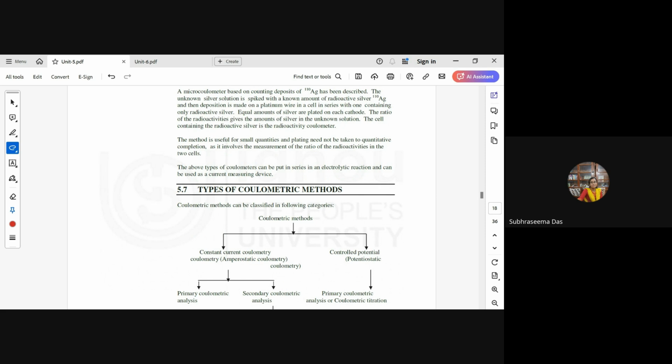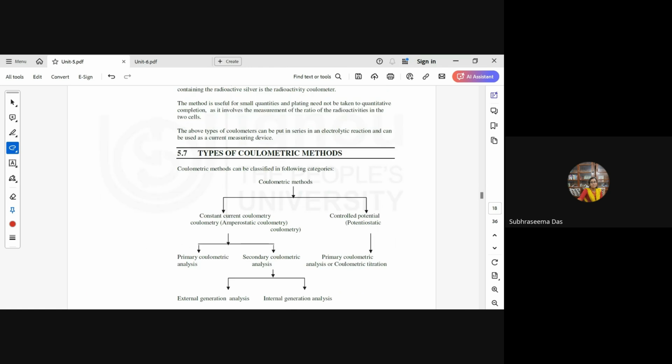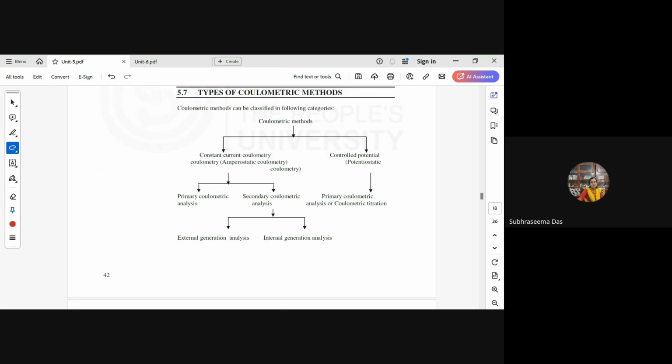So now coming to different types of coulometric methods. The coulometric methods can be classified into the following two categories. One is constant current coulometry, that we call amperostatic coulometry, and the other is controlled potential coulometry, that is potentiostatic coulometry. In amperostatic coulometry, it further occurs as primary coulometric analysis and secondary coulometric analysis. For potentiostatic coulometry, it is called coulometric titration.